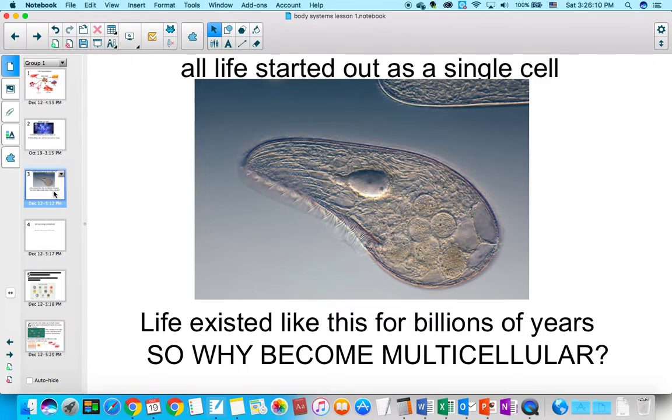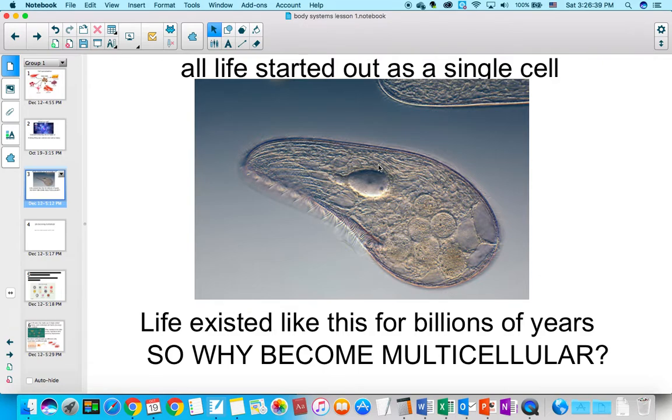So all life, when life first showed up, first evolved, first developed, all life started out as one cell. All life started out as a single cellular thing, right? So here we have a picture of, I think, a protozoan. Basically, this is a living thing that is only made out of one cell. Well, life existed like this for billions of years, with a B, billions of years.